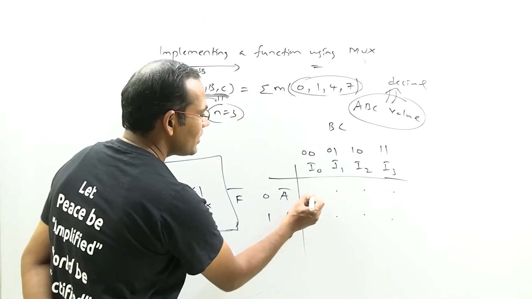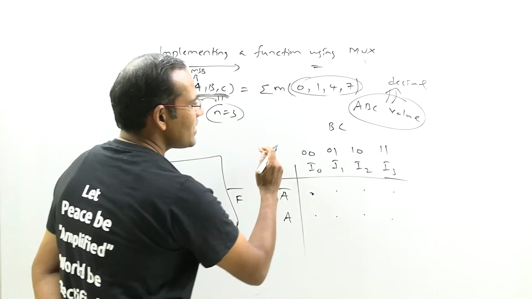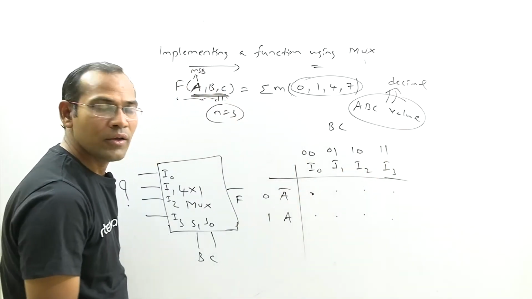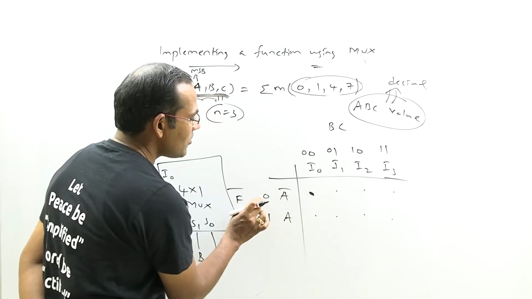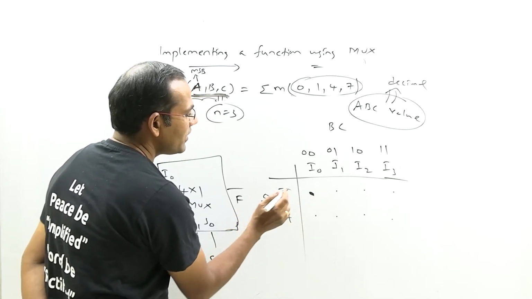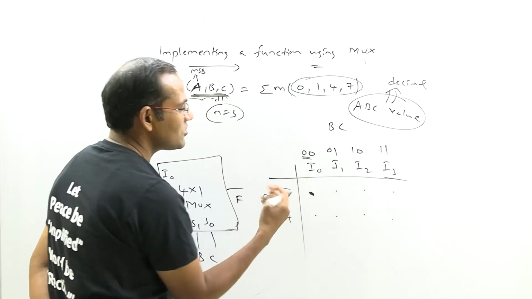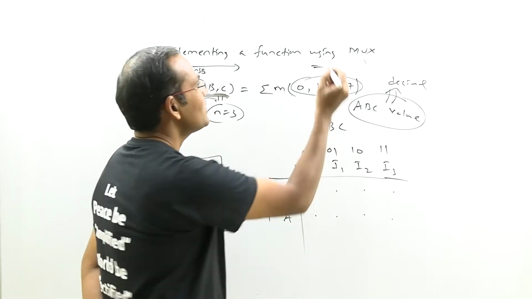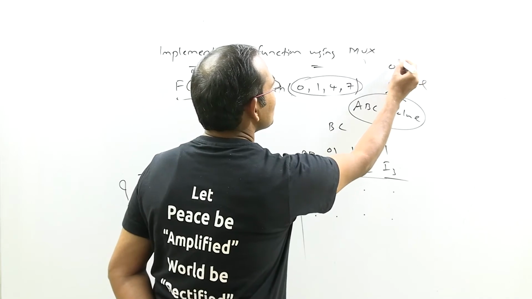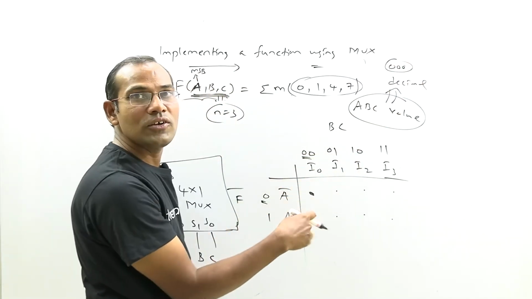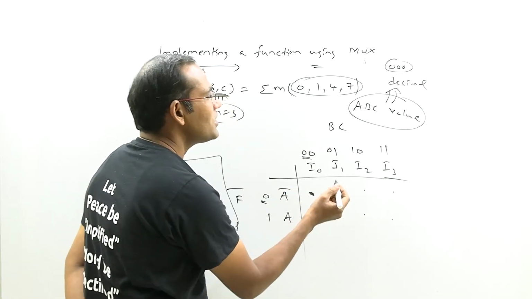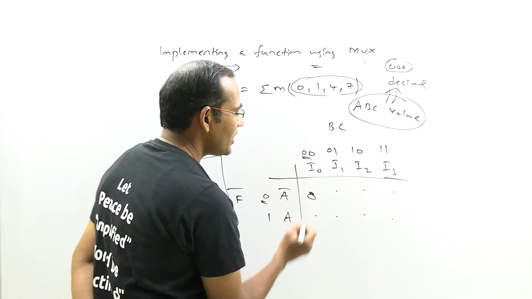So here this side is A, this side is BC. At this position, A value is 0 and BC are 0, 0. So ABC is 0, 0, 0. So 3 zeros means the decimal equivalent is 0.